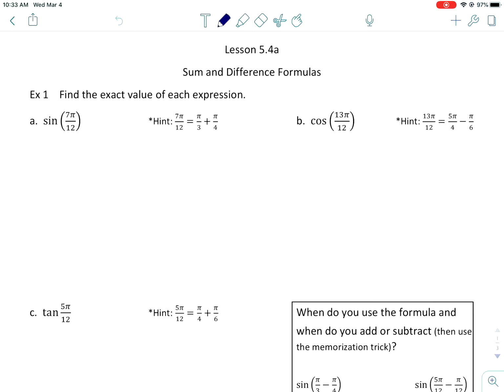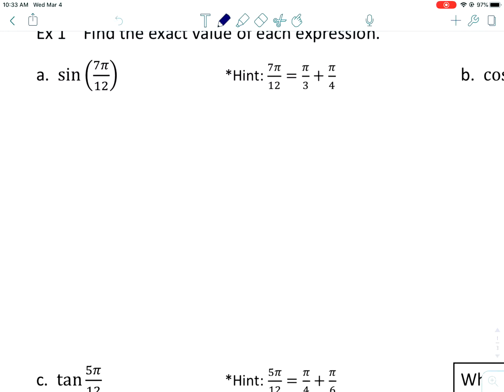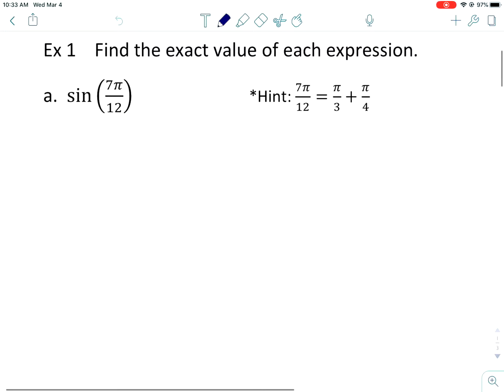So the sum and difference formulas are when you're going to have like the sine of two angles added to each other, or the tangent of two angles subtracted from each other. And so we can use those formulas to find the sine of an angle that isn't a special angle. So an angle that you can't do the hand trick to figure it out, we can use these formulas to figure it out. So a lot of times, if you're given one that's in radians, like all of the ones we're doing today, you're given a hint.